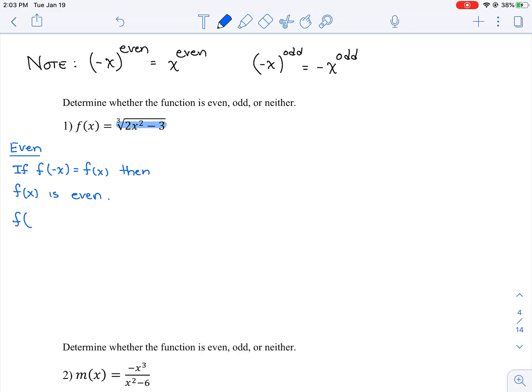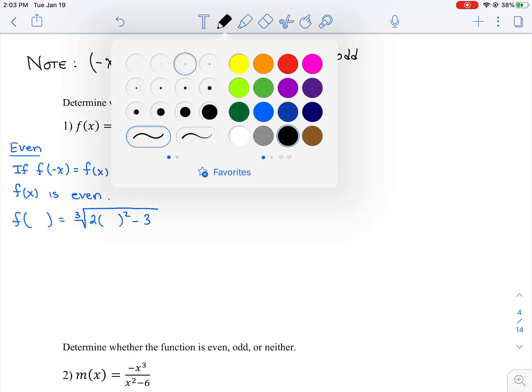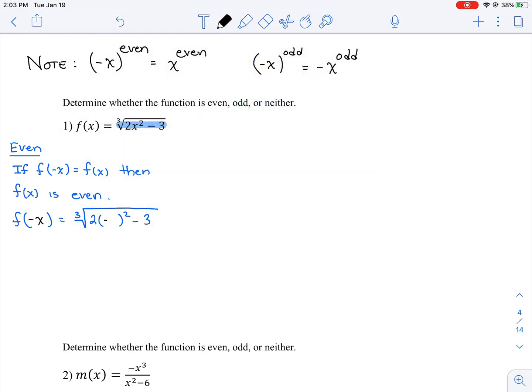So what I'm going to do is substitute a negative x in for every x in the original function. Just like that. Now, we have the quantity negative x all squared, which I've just highlighted in blue. And if we take the quantity negative x and raise it to an even power, that is the same as positive x raised to the even power. So I am going to simplify this function as such.